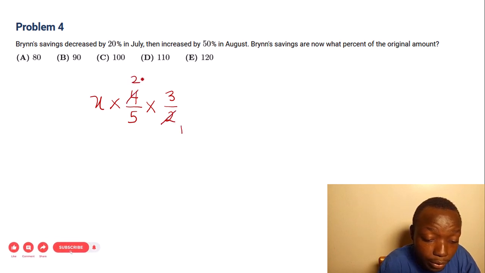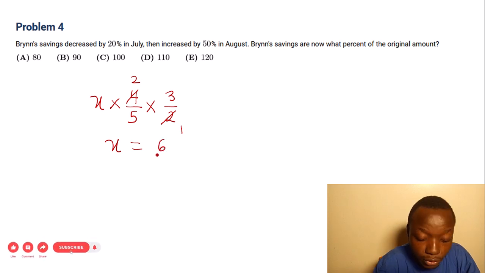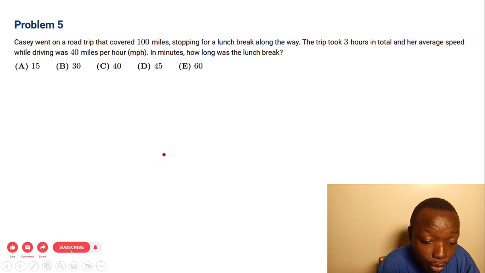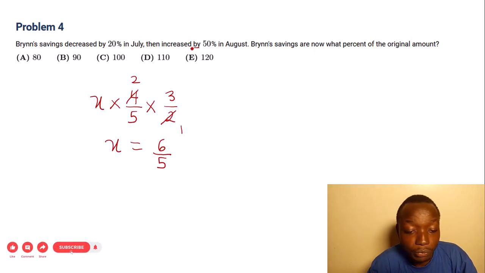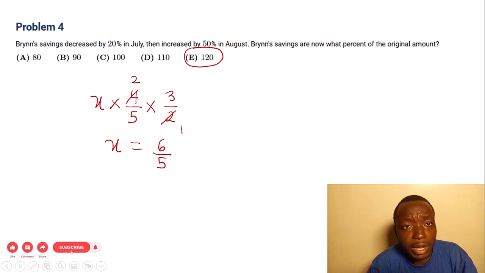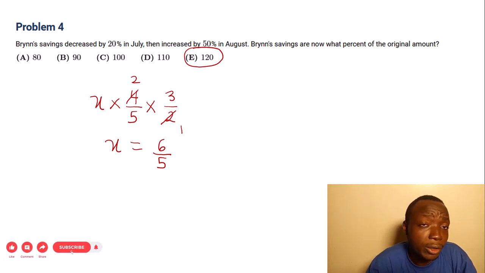Now you're going to have x is equal to 6 over 5. So 6 over 5 is 1.2, which is 120%. So this is what it is going to have at the end of the day. It's going to have 120% of the original amount.